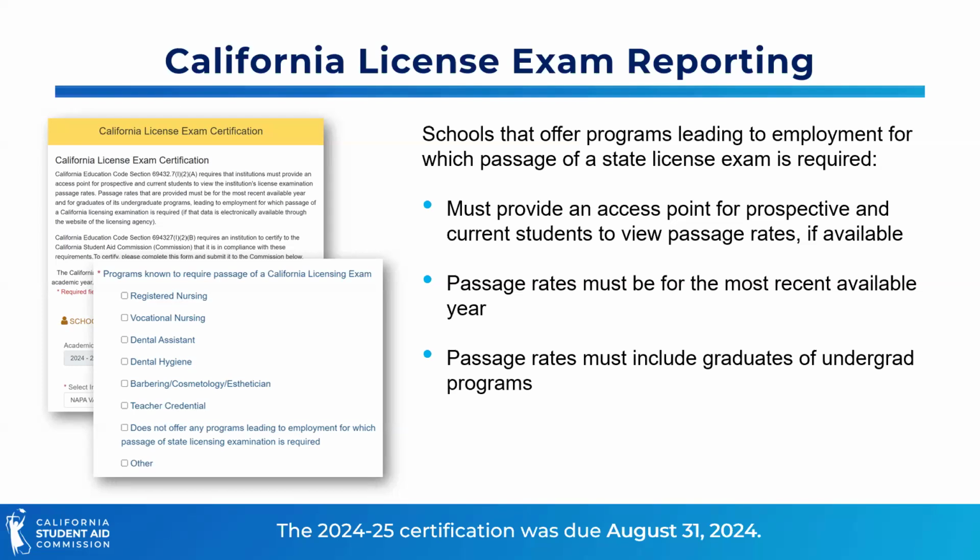But again, if schools have no programs that lead to an exam, they still need to fill out the certification. It's housed within our web grant system, and it's a one-page document where you'll indicate the academic year, the name of your institution, and then let us know which programs you have that require the passage of a licensing exam within California.